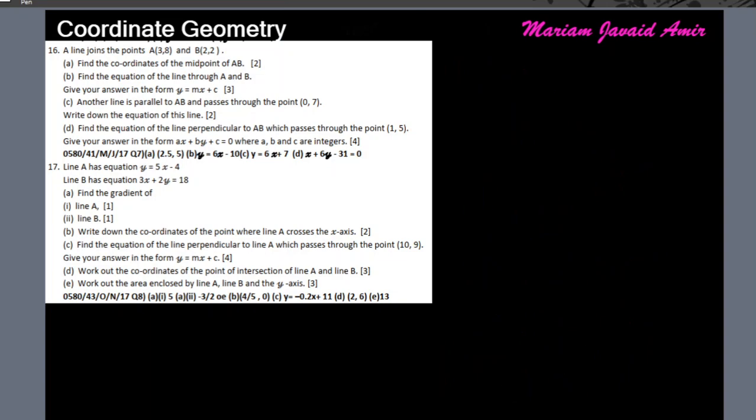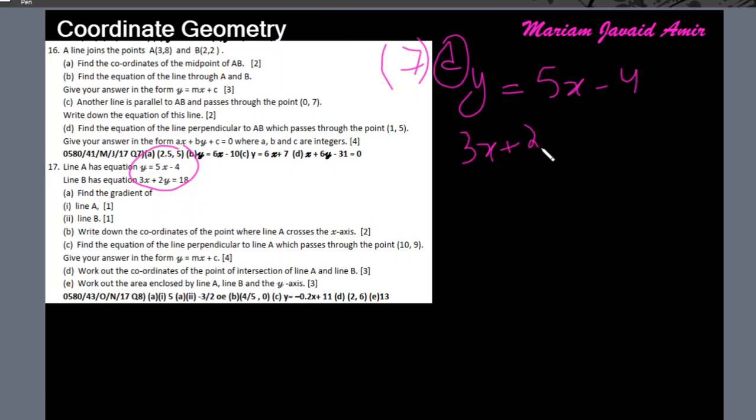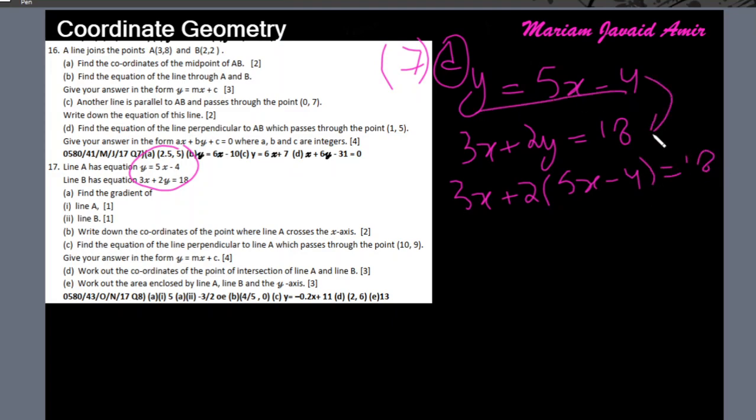So the point of intersection of A and B means we need to solve these simultaneously. So I'm doing part D of question 7. I have the equation y equals 5x minus 4 and I have the equation 3x plus 2y equals 18. Now 3x plus 2 times (5x minus 4) equals 18. I've substituted 5x minus 4 in place of y.